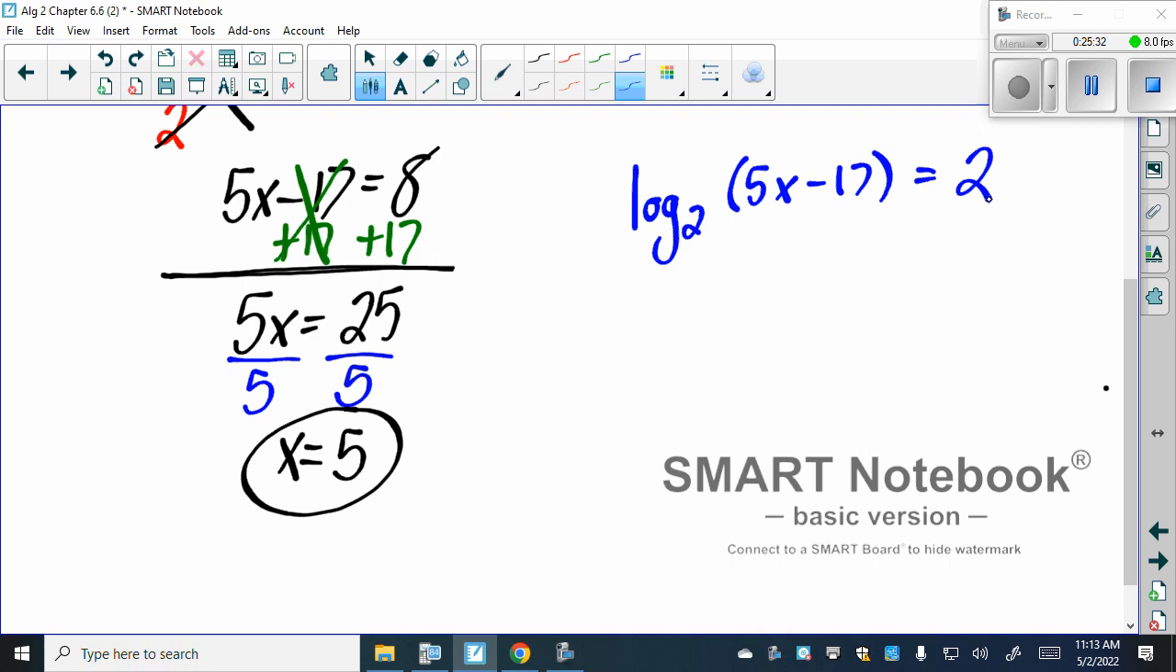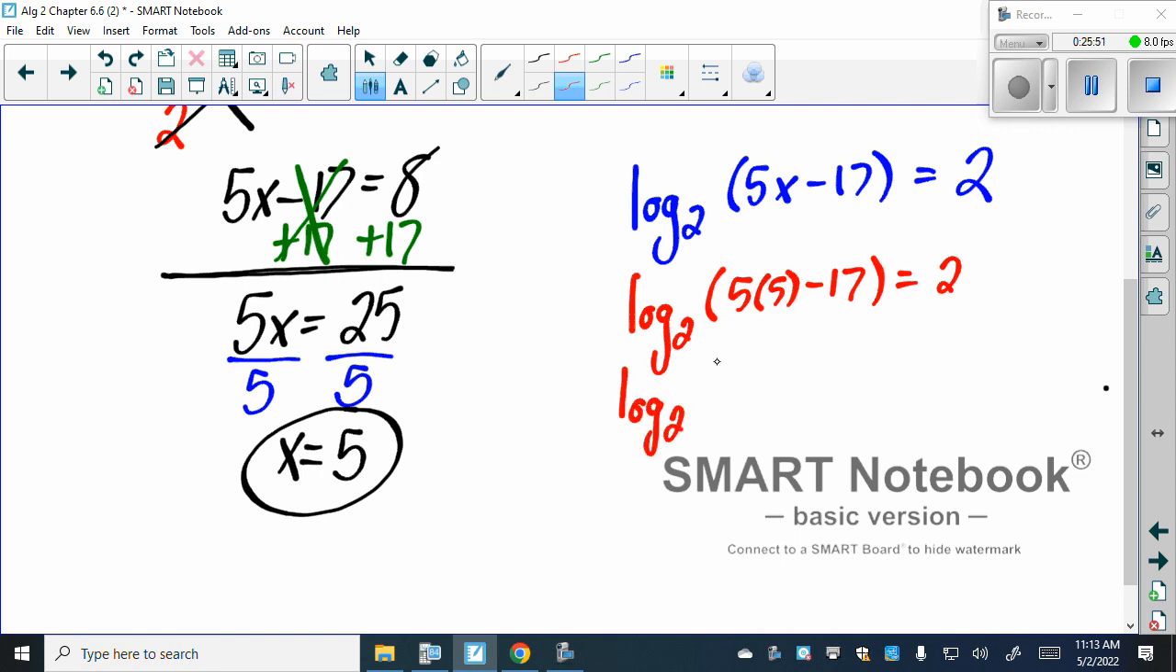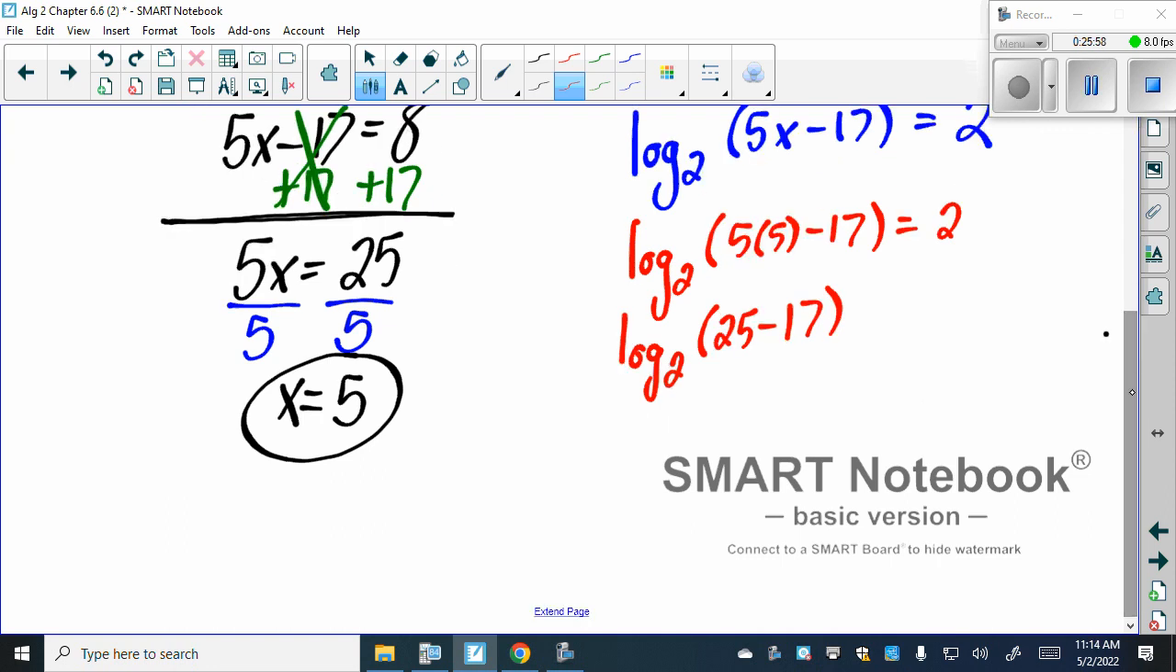One thing we do have to be careful with logarithms is that what's inside the log cannot be 0 or negative. What's inside of a logarithm cannot be 0 or negative. So it's sometimes good to check it. 5 times 5 minus 17. Well, 5 times 5 is 25. And 25 minus 17 is 8. Okay. And that does work.